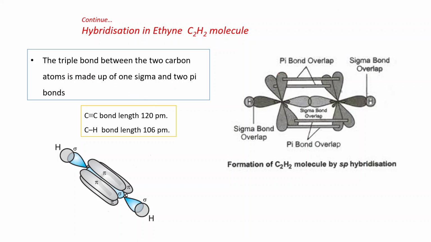You can also see this diagram. In this, all sigma and pi bonds are represented. The triple bond between the two carbon atoms is made up of one sigma and two pi bonds. This is the sigma bond and these are the two pi bonds. This is the formation of the C2H2 molecule by sp hybridization. In this case there are two pi bonds, and the electron cloud of each pi bond is above and below the plane, so the electron clouds of these pi bonds can be represented like this: two electron clouds above the plane and two below the plane. The carbon-carbon triple bond length is 120 picometer and the carbon-hydrogen bond length is 106 picometer.